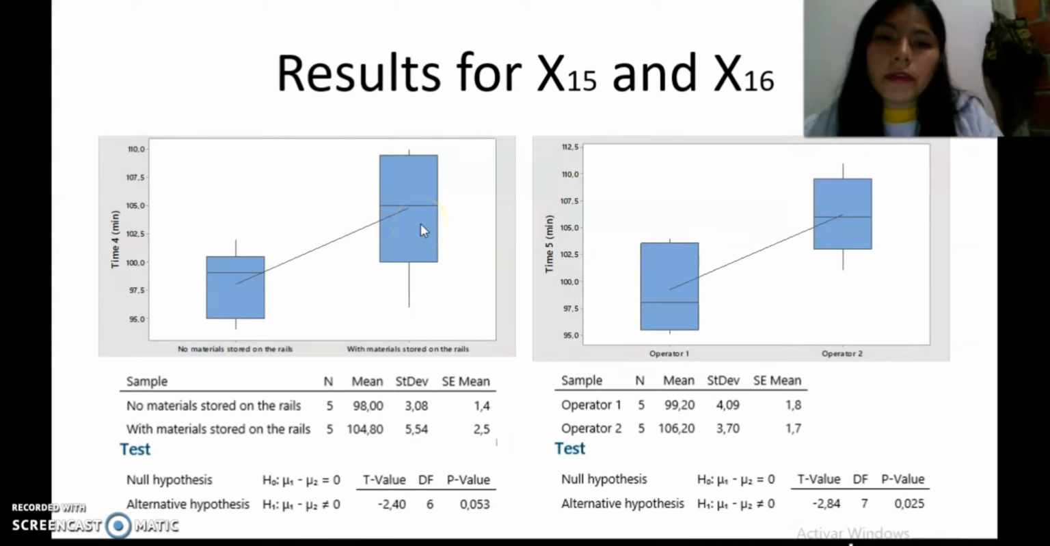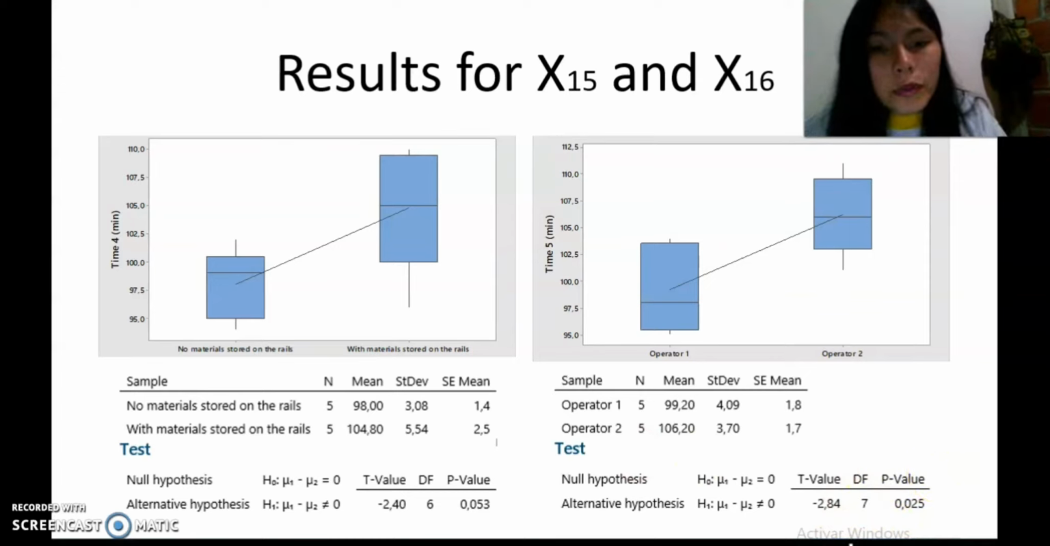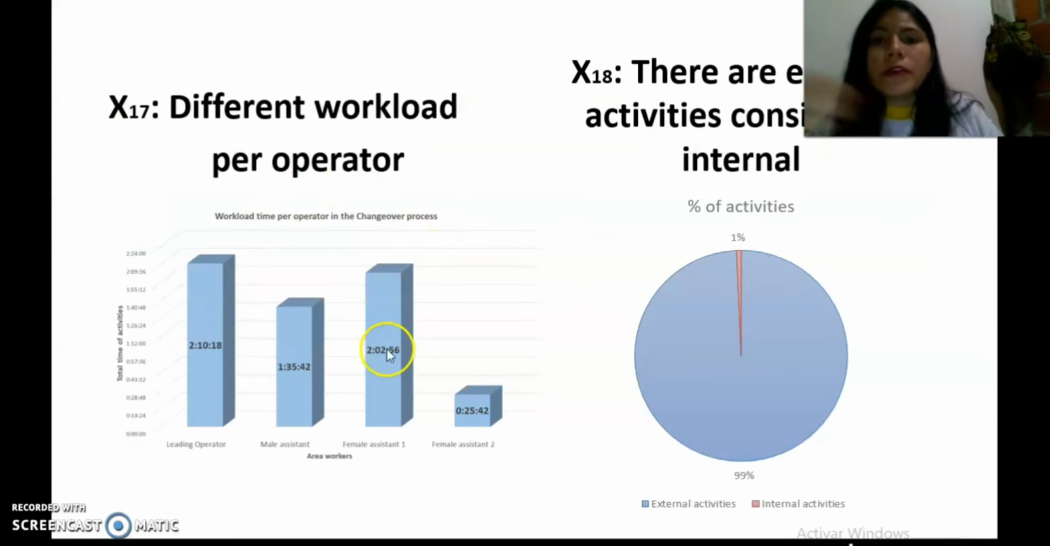For these 2 variables, a t-test was made where the p-value for this variable is greater than 0.05. That means it's not significant. But for this variable, the p-value is less than 0.05. That means this variable is significant. For these 2 variables, we decide according to these graphics and our experience that this variable is significant for our changeover time.